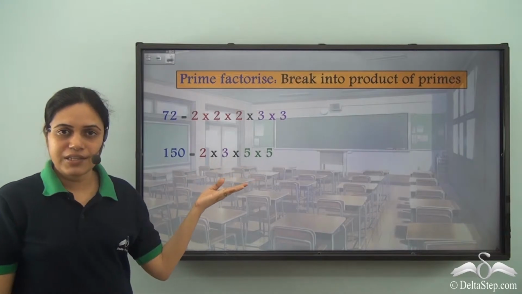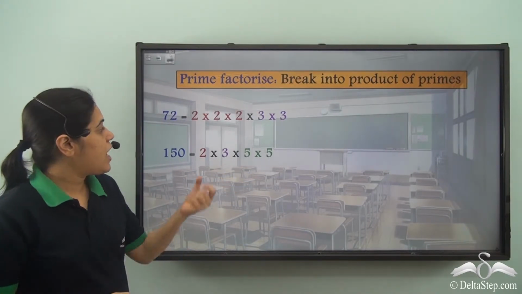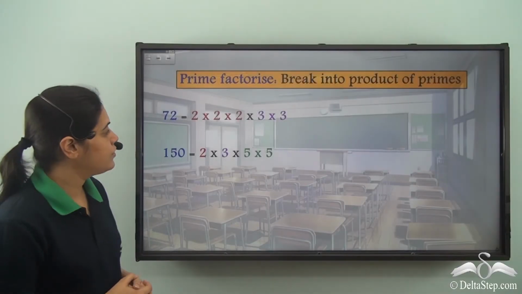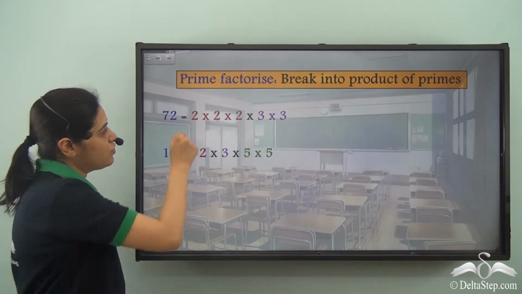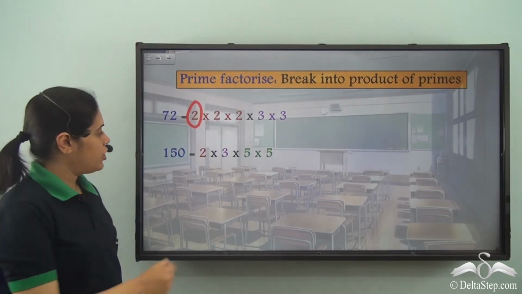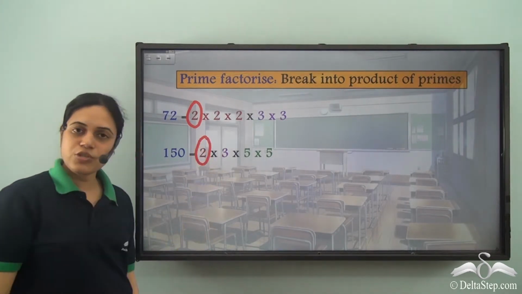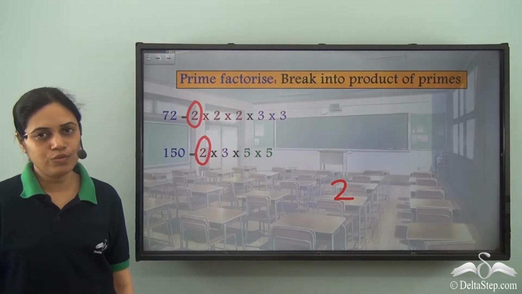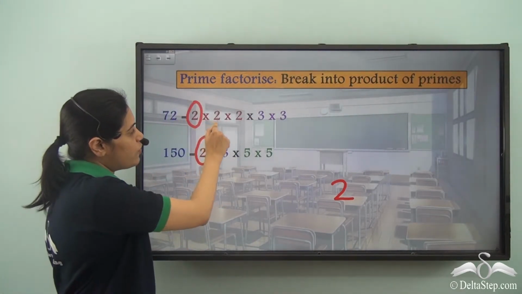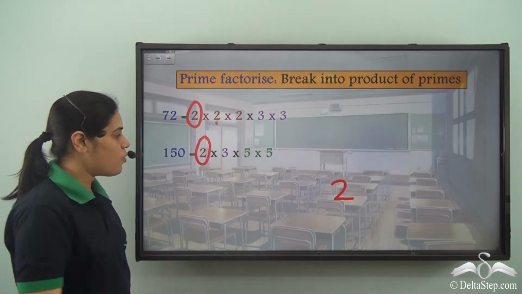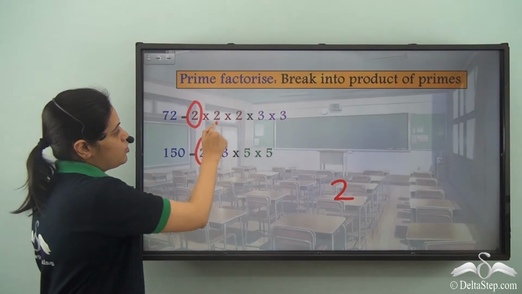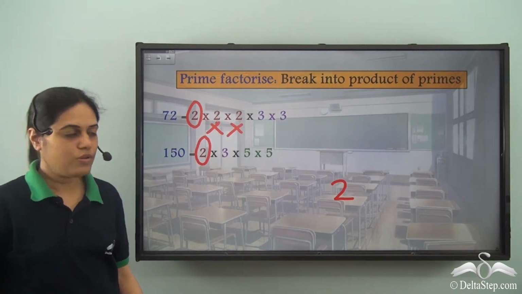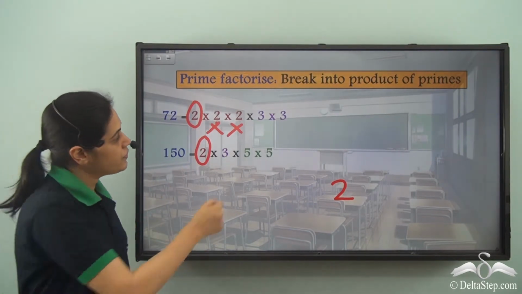Once we have done this, what do we need to do next? I need to find the common prime numbers. How do I do that? 72 has a 2, and 150 also has a 2. So one of the common prime factors is 2. Now 72 has one more 2, but there is no more 2 in 150, so this will not be included. Once again 72 has one more 2, but there is no more 2 in 150.